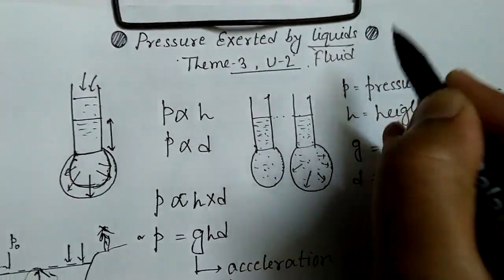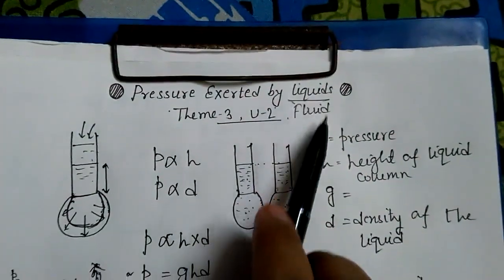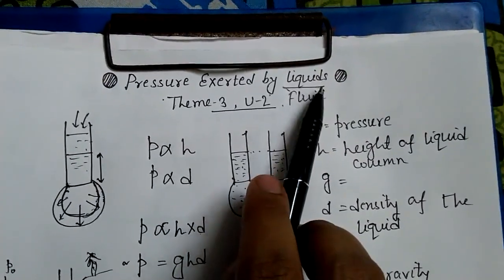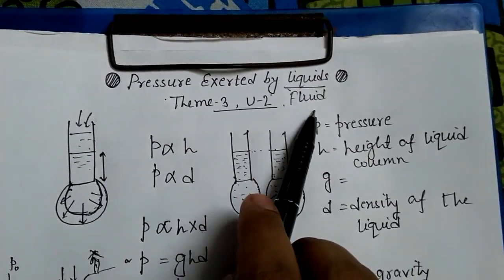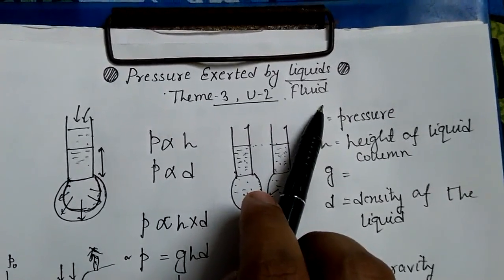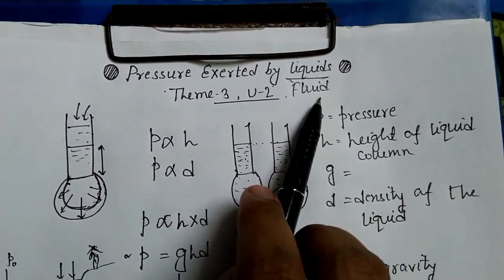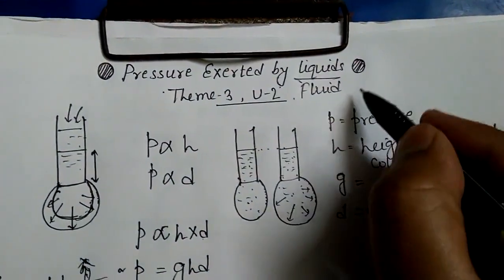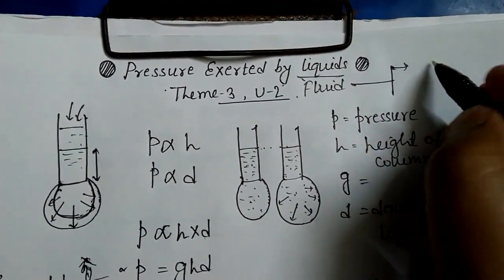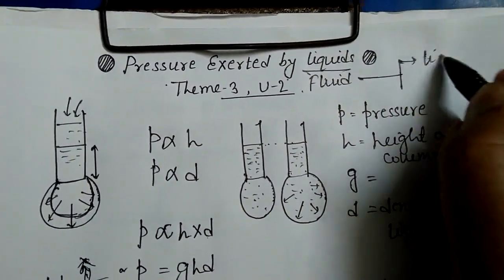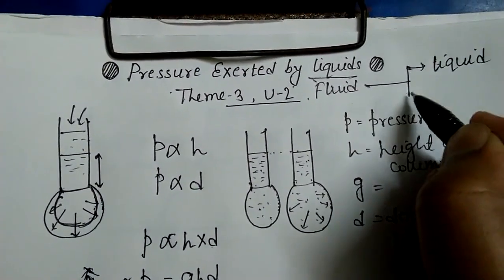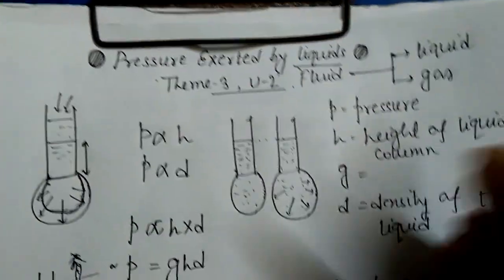Now, as the chapter name is pressure exerted by liquids, instead of liquid, if I say fluid, F-L-U-I-D. Now you may ask me, sir, what is the difference between liquid and fluid? Liquid I know, but what is fluid? Fluid means which flows, that is known as fluid. Can you give me an example of fluid? Of course you can, I know. So one example is liquid, any type of liquid, and another example is gas. Gas also is a fluid.